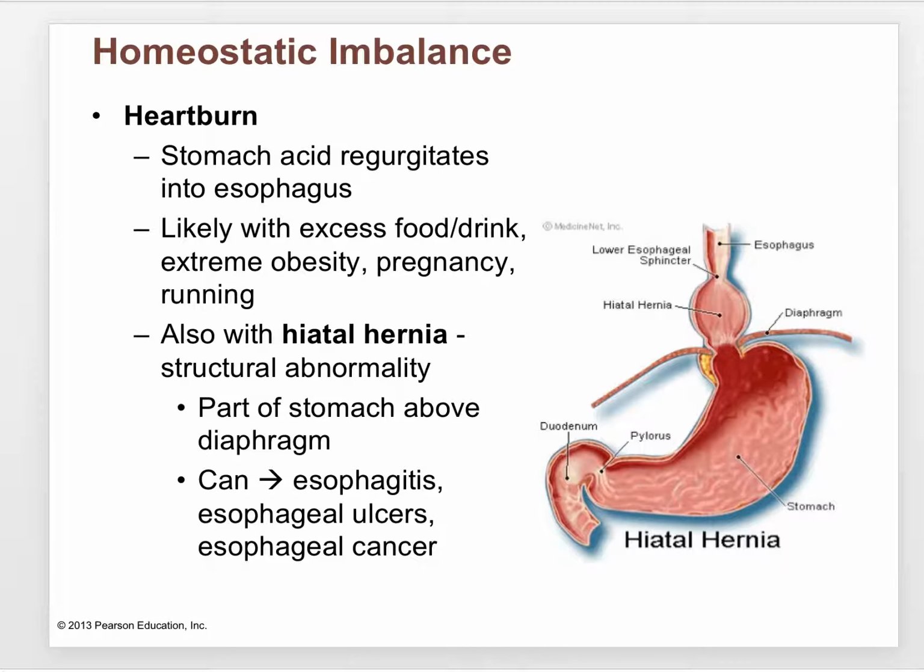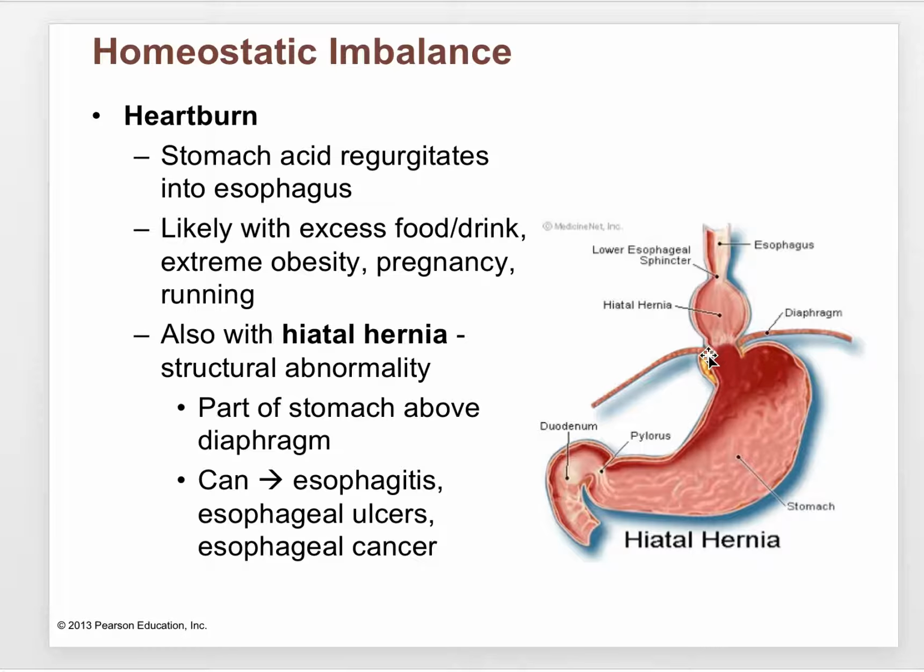We'll look at some abnormalities that can occur in this area. Heartburn. Food normally goes from the esophagus down into the stomach, and the gastroesophageal sphincter keeps the food from backing up into the esophagus. Sometimes that's compromised, and stomach acid can back up into the esophagus. That causes heartburn when the stomach acid reaches the esophagus.